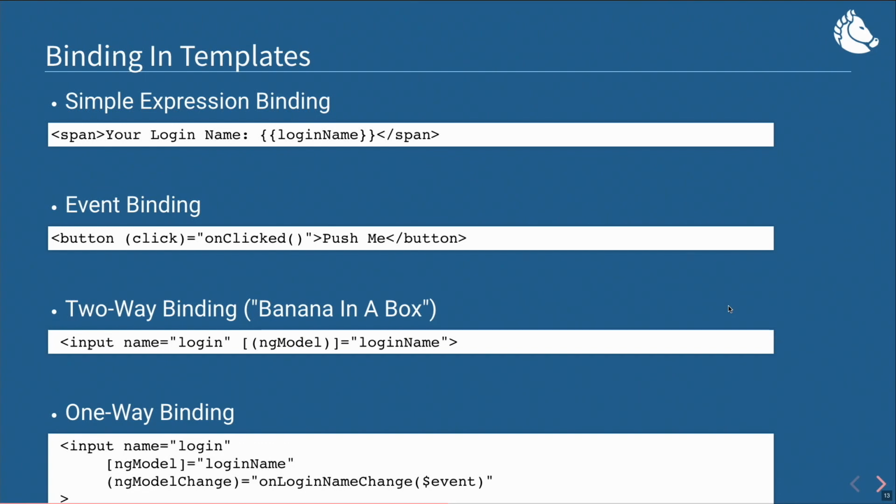And then at the bottom of the page, you see one-way binding. Basically what we've done is taken the bidirectional binding and broken it up into its two pieces. So this takes the login name and puts it into the input. And this says, when it changes, don't actually modify the login name property, call this method and give it the event. And to get the value, it's event.target.value, as it would be in JavaScript.